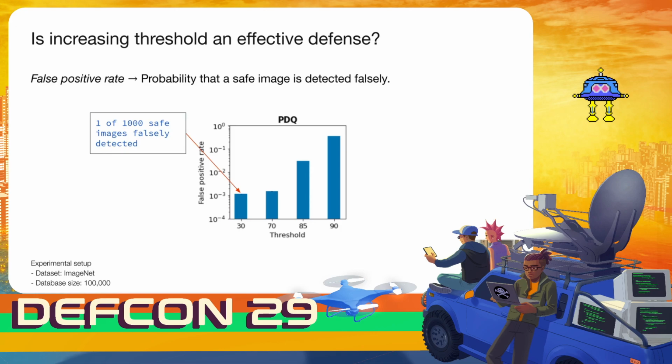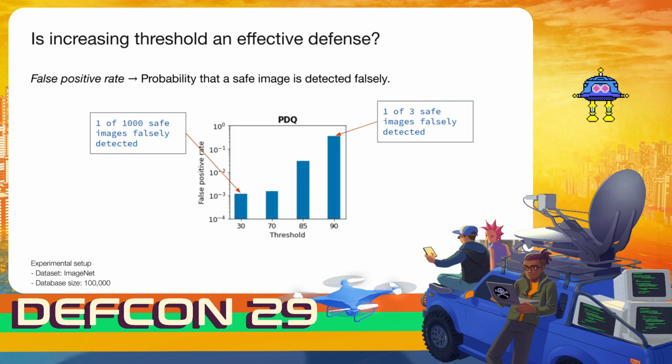And as the threshold increases to 90, we see that every third safe image is falsely detected, which makes the system not very useful anymore if every third safe image you're sending is being flagged. So increasing the threshold is not really an effective defense.